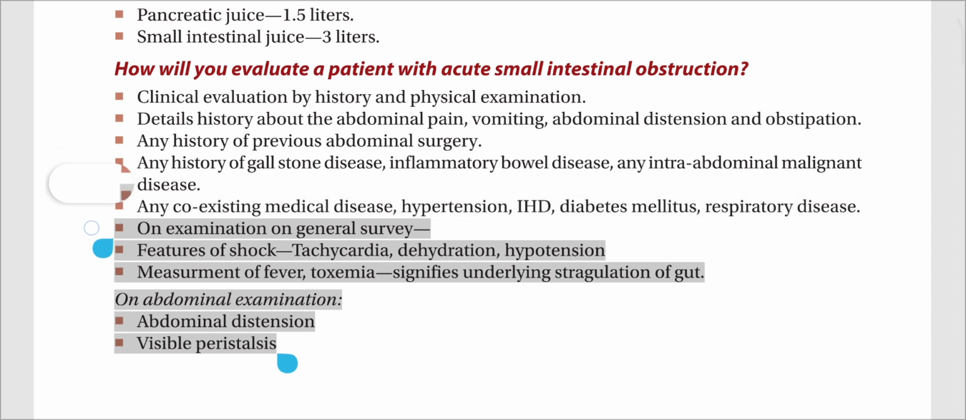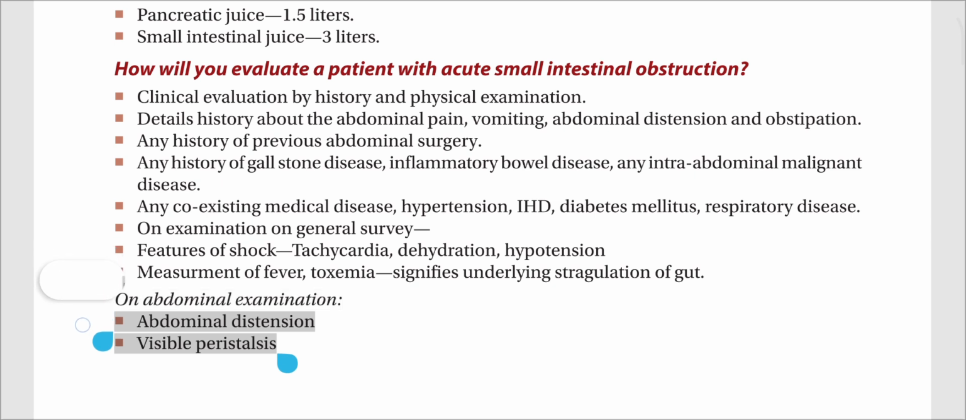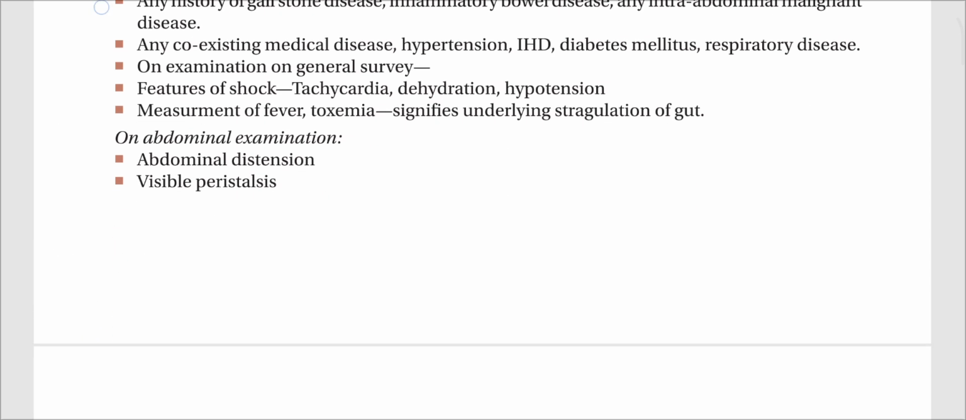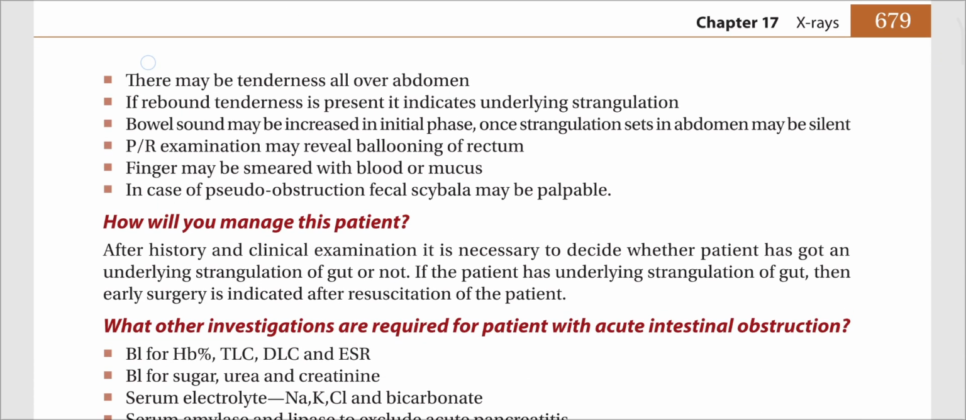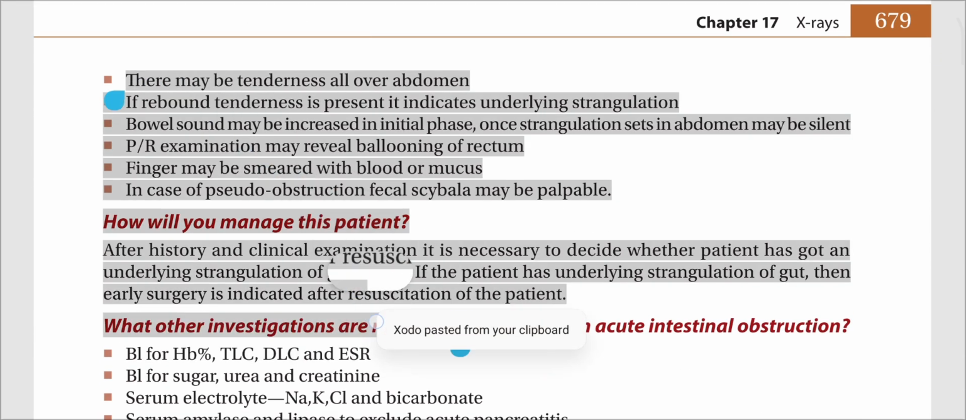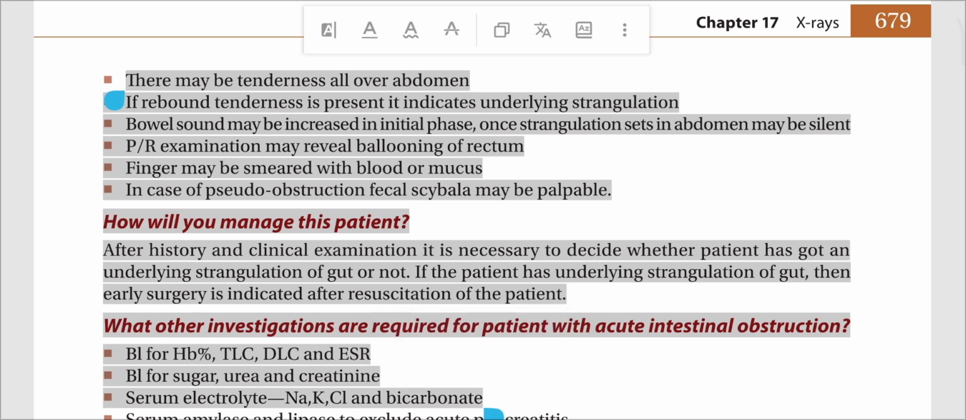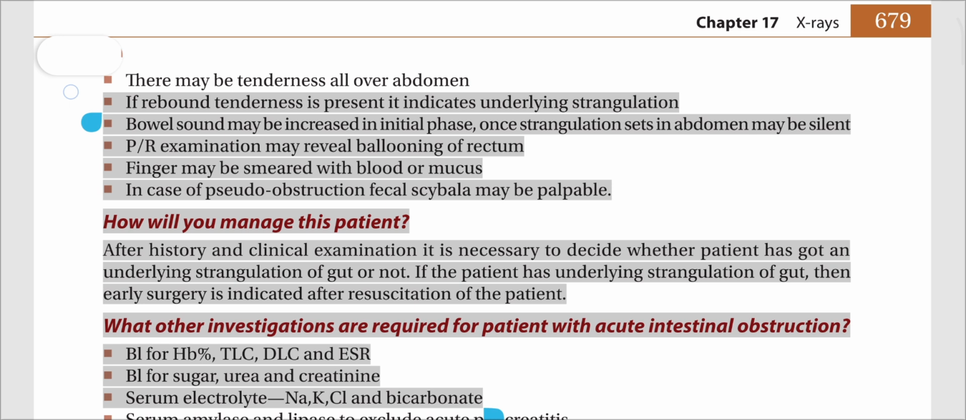On examination, on general survey, features of shock, tachycardia, dehydration, hypotension, fever, and toxemia signify underlying strangulation of gut. On abdominal examination: abdominal distension, visible peristalsis. There may be tenderness all over the abdomen. If rebound tenderness is present, it indicates underlying strangulation. Bowel sounds may be increased in the initial phase. Once strangulation sets in, the abdomen may be silent.